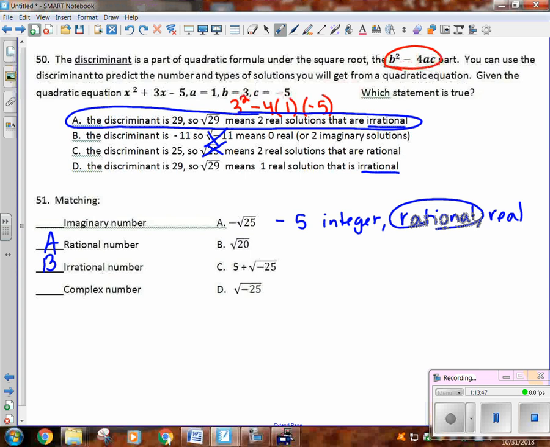5 plus square root of negative 25. Oh, negative is underneath. If it's underneath, it comes out as letter i. Square root of 25 is perfect, so actually that's going to come out as a 5. So that's going to simplify to 5 plus 5i.